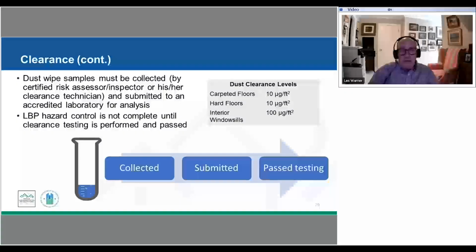All right, so we mentioned that we're going to have dust wipes that are going to be collected, sent off to a lab. They're going to be following our dust clearance levels that we talked about earlier to determine whether that sample is considered to have passed the test, so it's now at or below these clearance levels, or whether the response is that it has failed and we have to have additional cleaning and retesting to be done before we can consider that to be completed. So we have to pass that clearance test on each of these sampling sites before we consider this to be a completed project.